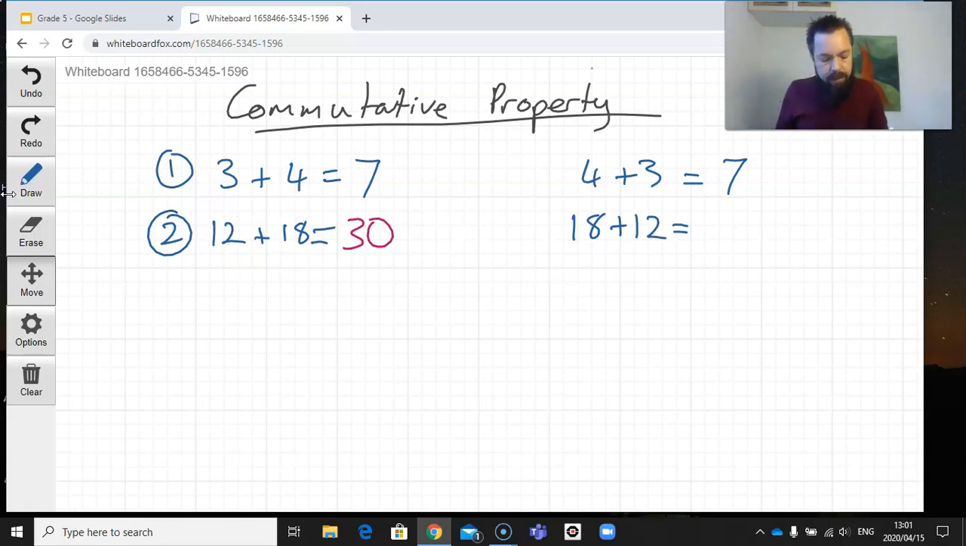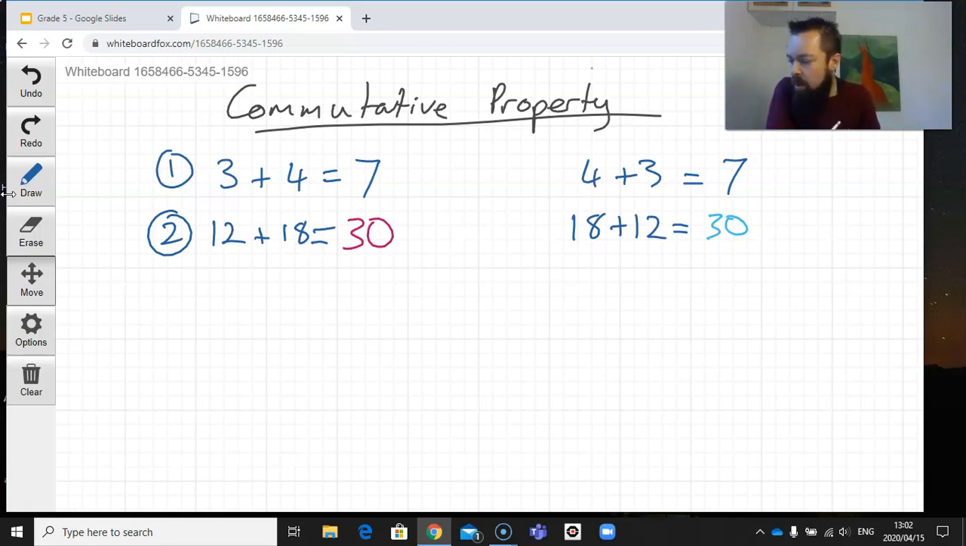On the other side, I can have a look here. I've got 18. If I add the 2 to that, I get 20, and then I've got the 10 left, and that gives me 30. So what you can see there is it doesn't matter which way around we do it, we still get the same answer, which is pretty useful sometimes.